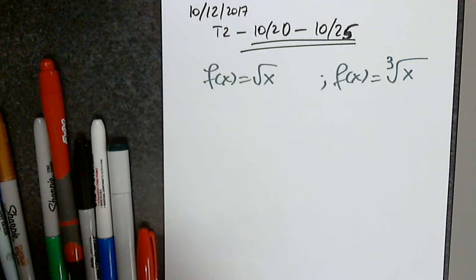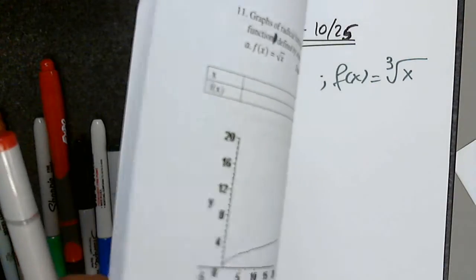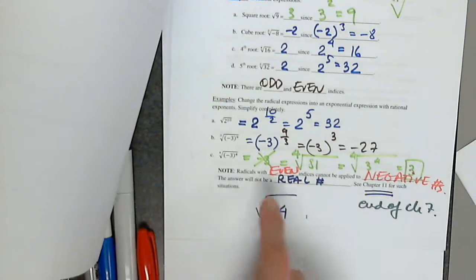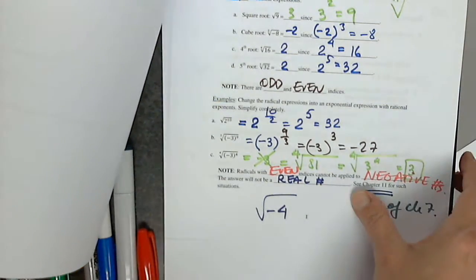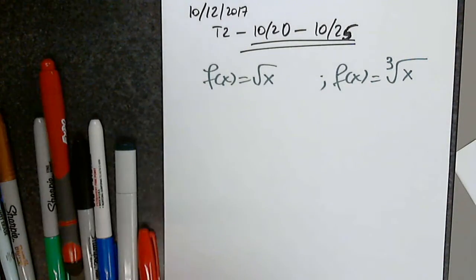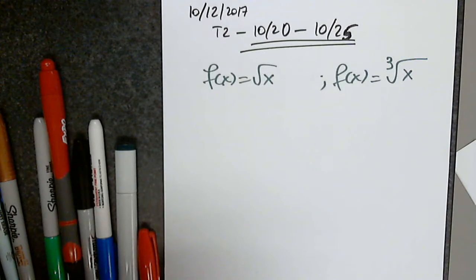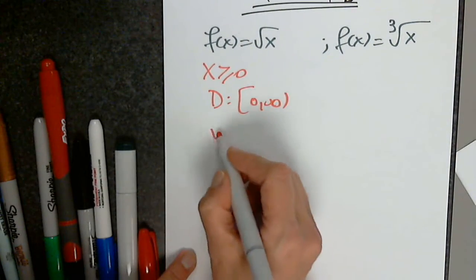We're not going to be able to finish. The domain first. I just mentioned the domain 3 minutes ago, or less. It's written right here. Radicals with even indices cannot be applied to negative numbers. So what do I have to write? I have to write that x has to be greater than or equal to 0, so that the domain is 0 to infinity.